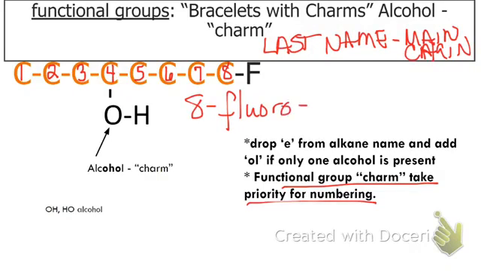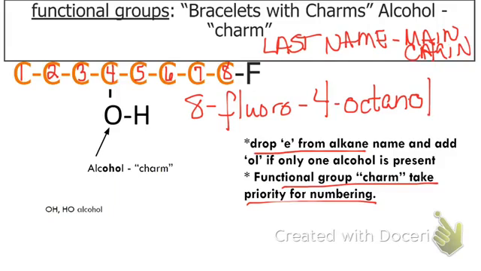And now let's look at where that alcohol is. Alcohol is on carbon number 4. It is an 8 carbon chain, octa. It is single bond, so it's ane. And this says we're going to drop the E from the alkane name. So I'm going to drop the E from the alkane name, and I'm going to add OL if I have one alcohol present. I've got one alcohol present.